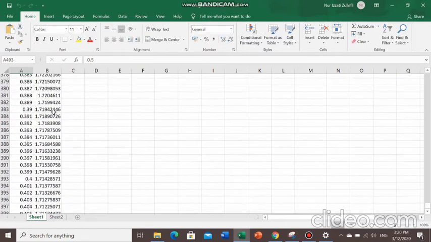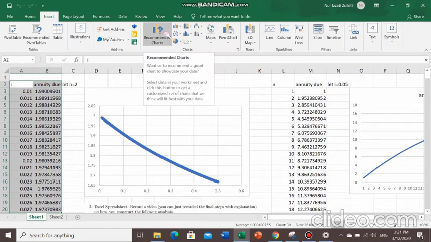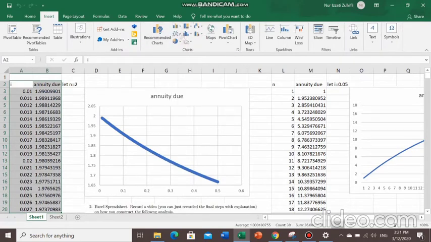We just need to highlight from here until the last one, and then we click insert, and then we click recommended charts. Also, we can choose any charts from here, but I choose recommended charts, and then they give me this line graph.